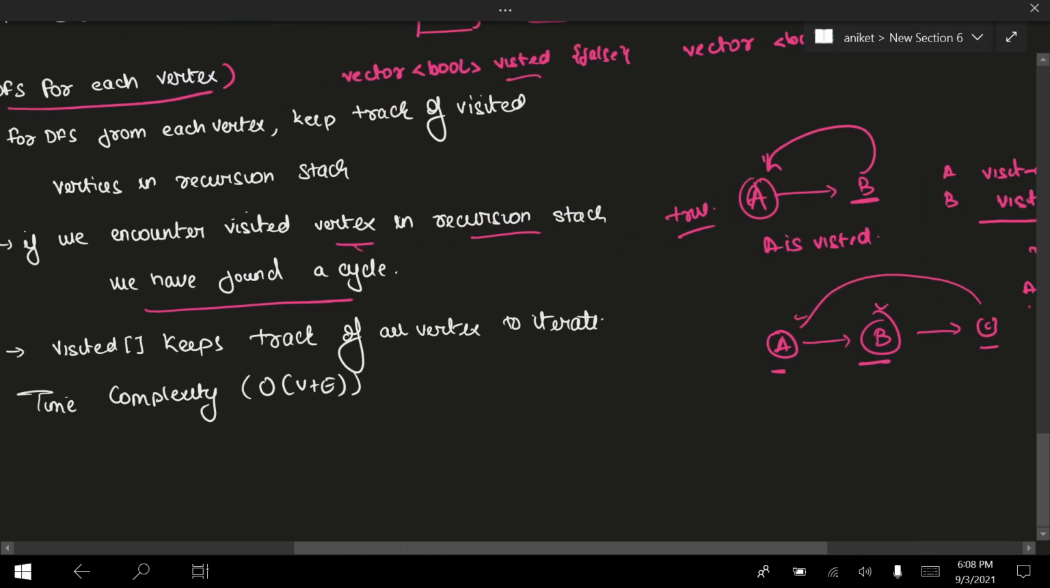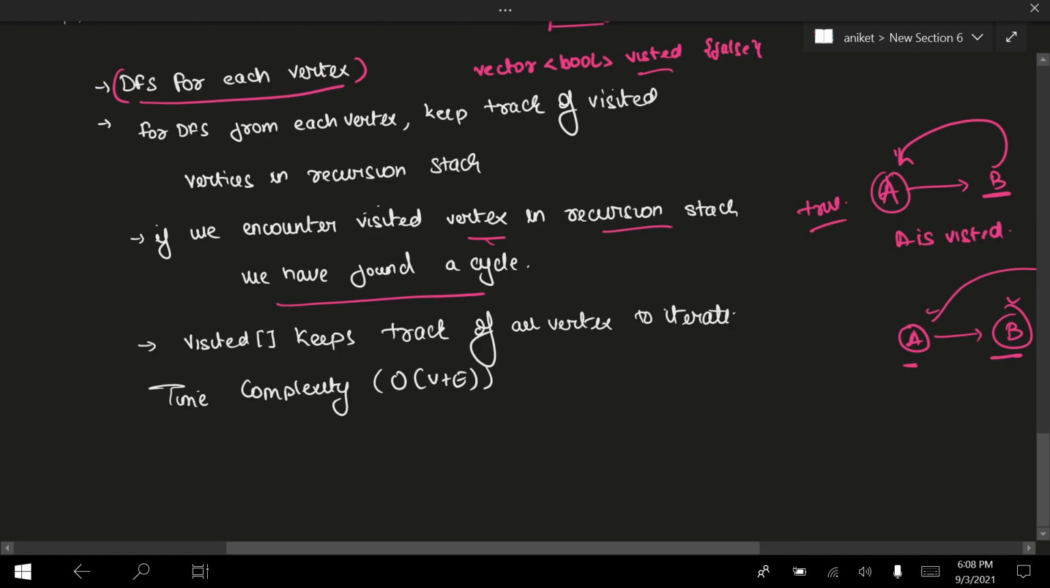Okay, and that's it, guys. The time complexity for this algorithm is V plus E, that is vertices plus edges, since visited keeps track of all the vertices to iterate. So that's the basic code.